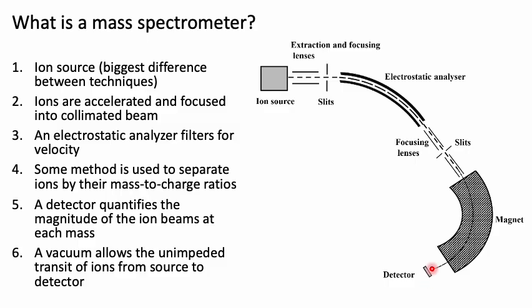And then, of course, at the end, we have to have some kind of detector that quantifies the magnitude of the beam coming in at each mass. And the whole thing needs to be under a high vacuum. Usually the vacuum is higher in the back and lower at the front, which also helps to draw the ions out. But if our ions collide with gas molecules, they're not going to make it to the detector, so it needs to be under a high vacuum.